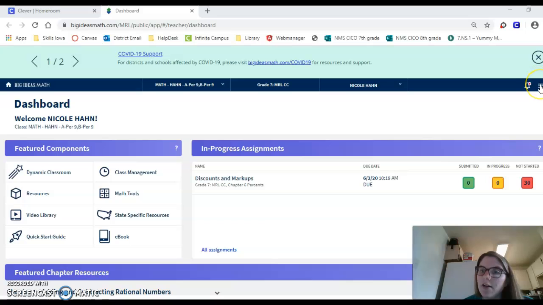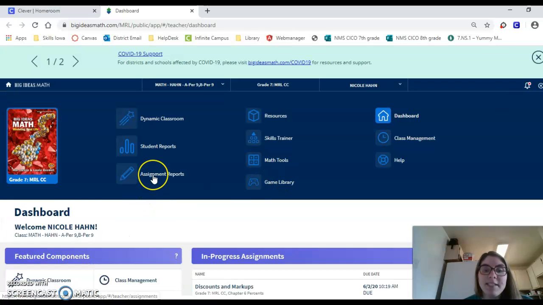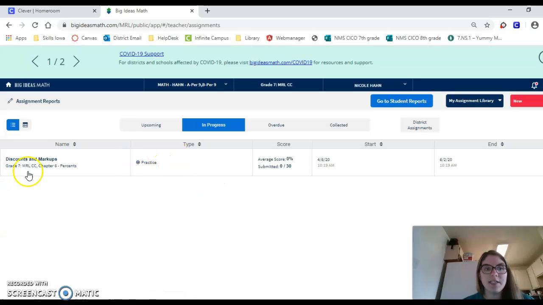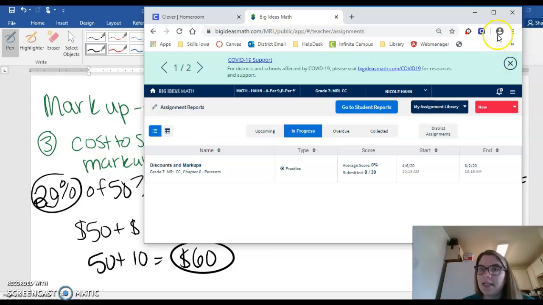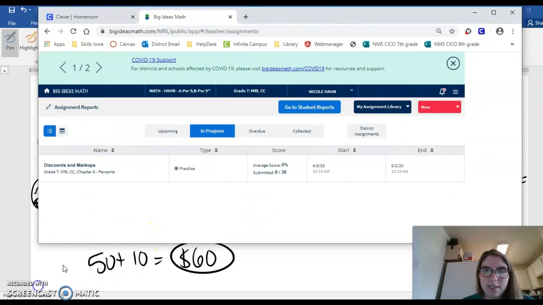Okay, and then you're going to click on the 3 little lines right here. And to get to your assignment, mine says assignment reports, remember yours just says assignments. You're going to click there, and then there's an assignment there that says discounts and markups, and it's open until June 2nd, so you still have a while to do it. And then if you go to that again, here I'm going to go like this just so you can see it a little bit better.